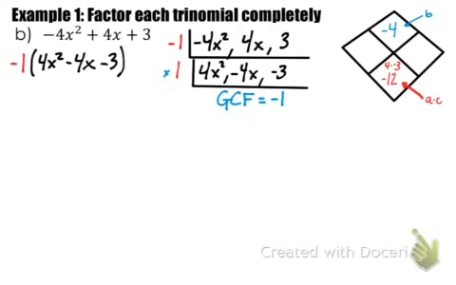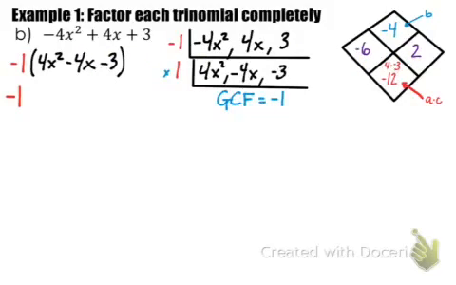And now we have to think of two numbers that multiply together to get a negative 12, and add together to get a negative 4. So I'm thinking negative 6 and positive 2, because negative 6 times positive 2 is going to be negative 12. Negative 6 plus 2 will give us a negative 4, so that works perfectly. So I'm going to replace my negative 4x with the two numbers that I've written in my diamond, negative 6 and 2, and keeping the x with it.